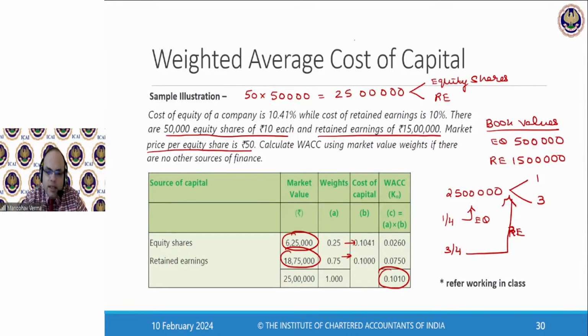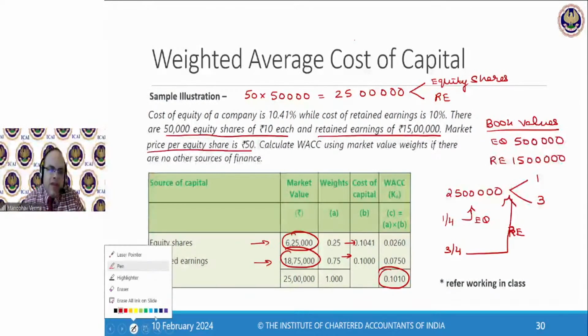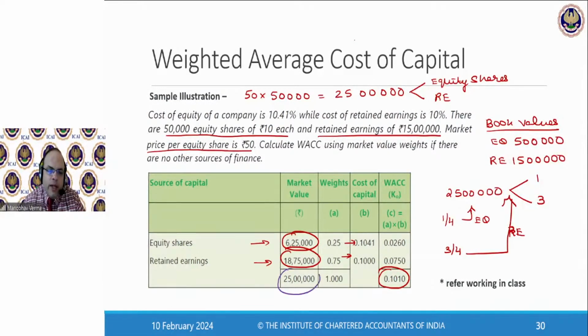Everyone clear of this example, guys? Can you please confirm if everyone is clear of this example? Everyone okay? How did we come up with 6 lakh 25 and 18 lakh 75? The agenda was to divide the 25 lakhs value in the ratio of 1 is to 3. What is 1 is to 3? 1 is to 3 is nothing but the book value ratio. So it'd be great if you guys confirm this is pretty much okay with all of you.